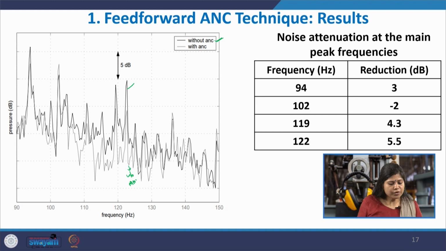So, at the low frequencies, you do not see much difference between the two algorithms at many of these frequencies, but in certain frequencies like these, there is a high difference. So, the high level of ANC is found to be very effective in certain frequencies. So, this shows typical frequencies and the reduction achieved in decibels.